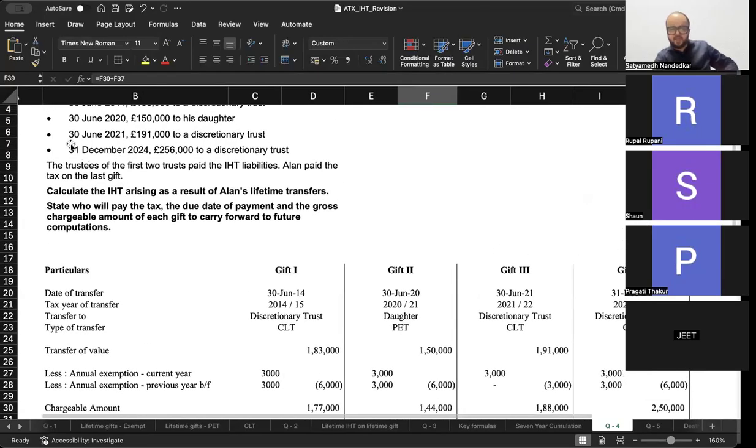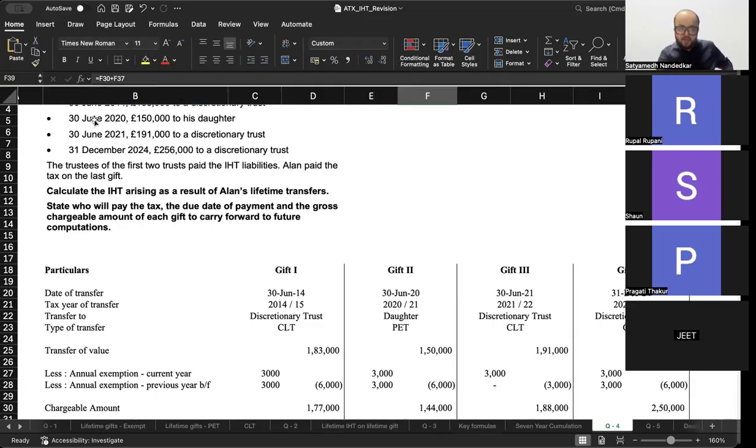When was gift 3 given? Gift 3 was given on 30th June 2021. Think about the tax year of transfer, 21-22. What is the transfer of value for 21-22? 191,000. This is a CLT because the amount was gifted into a discretionary trust. Subtract 3,000 from it, and you will arrive at 188,000. Can you subtract? See, the current year is 21-22, which means the preceding year is 2021.